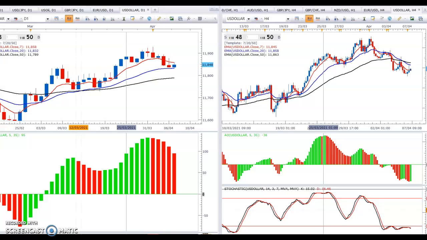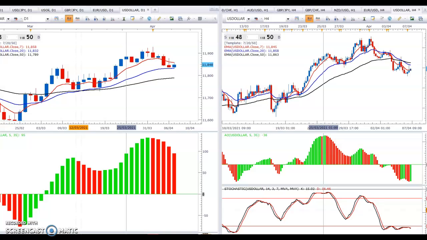We're looking currently at the US dollar, which is showing mixed. There's many mixed charts at the moment. Very few are trending. So we're going to talk about swing opportunities, major swings and minor swings.